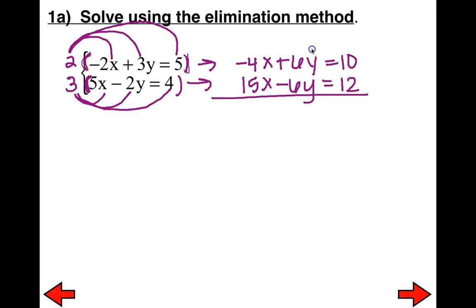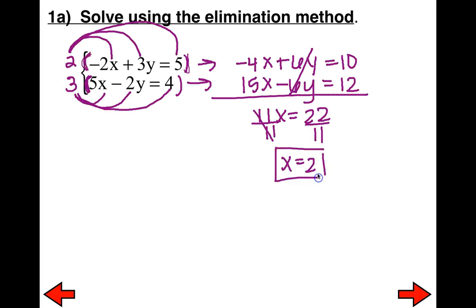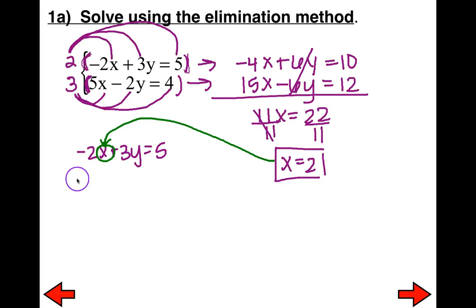Now here you will see the y's will definitely cancel each other out, leaving me with 11x equals 22. Divide both sides by 11, and I'm left with x equals 2. However, we know we're not finished yet. We're going to have to plug it into one of the original problems. I'm going to go ahead and plug it into the first one, -2x plus 3y equals 5. What I'm going to do is go ahead and take this x and plug it into my equation just for the x, which leaves me with -2 times 2 plus 3y equals 5.